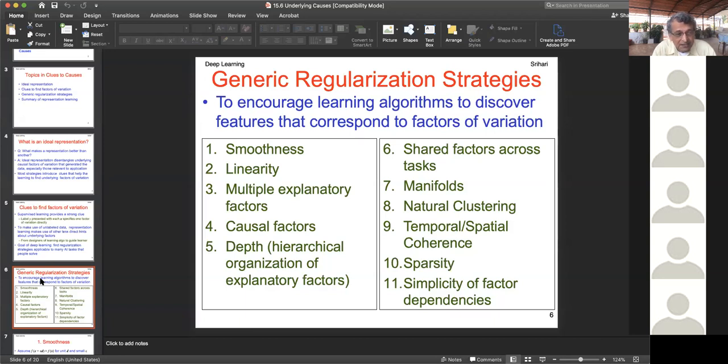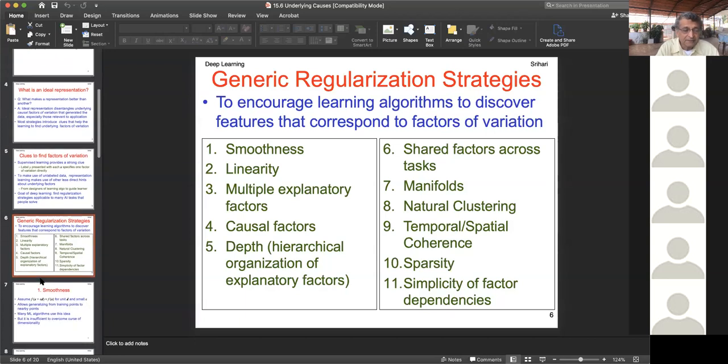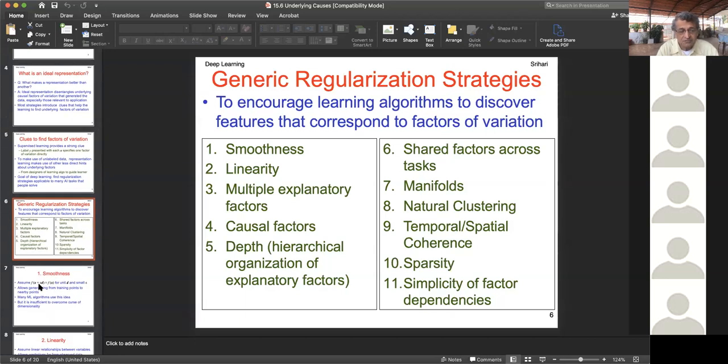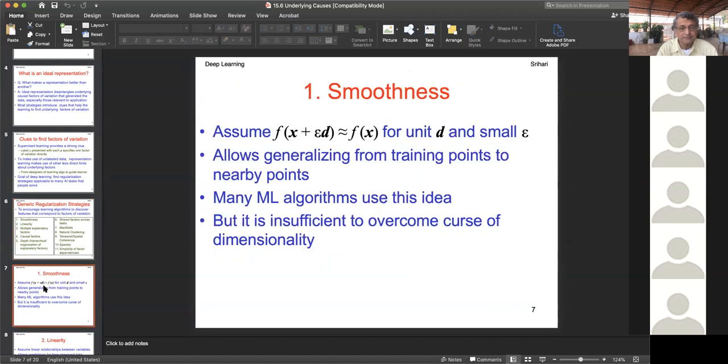So people have been searching to come up with good generic strategies to discover causal factors. When we have the network, not only is it finding some hidden representation, the hidden representations are meaningful, and it says use some of these ideas in your design. So a little bit more detail on those 11 factors, 11 clues. So assume f of x plus epsilon times d is approximately f of x, for unit d and small epsilon.